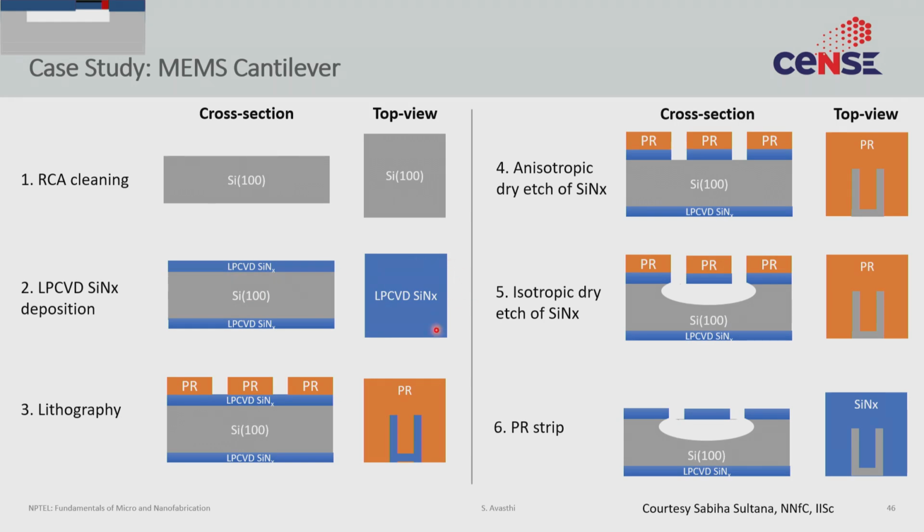Then you do the lithography using the mask that you saw in the previous slide. The mask will create this patterned photoresist, and this patterned photoresist is now a masking layer.